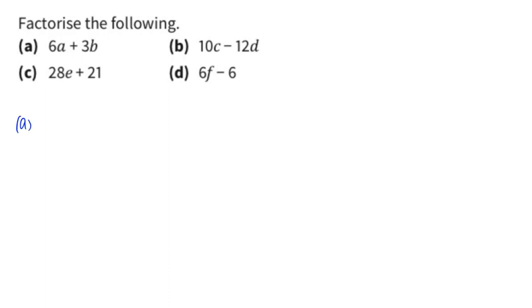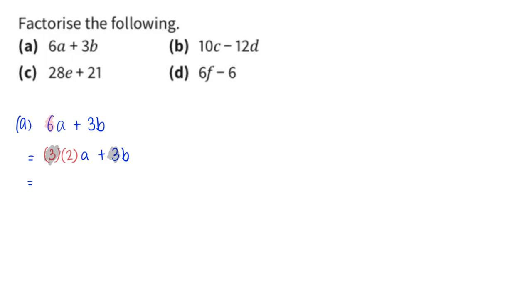For part A, I noticed that 6a plus 3b has a common factor 3, since 6 can be divided by 3. My 6 can be written as 3 times 2. And so, therefore, my common factor will be 3.